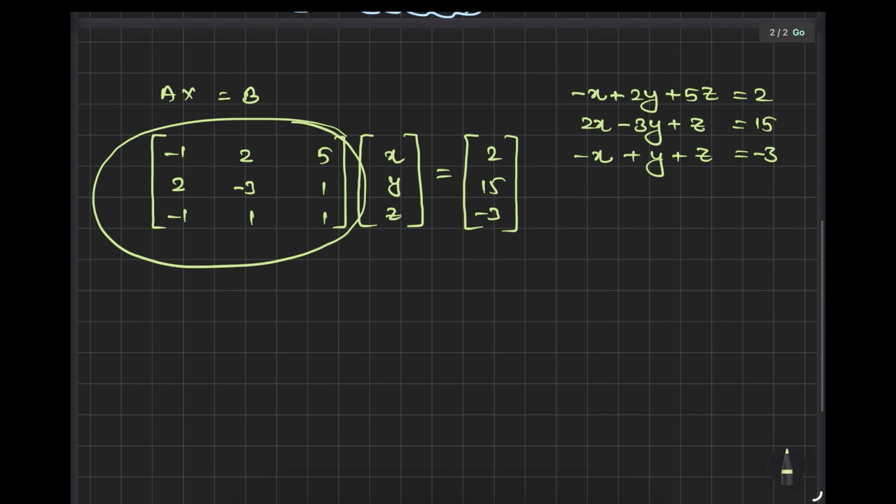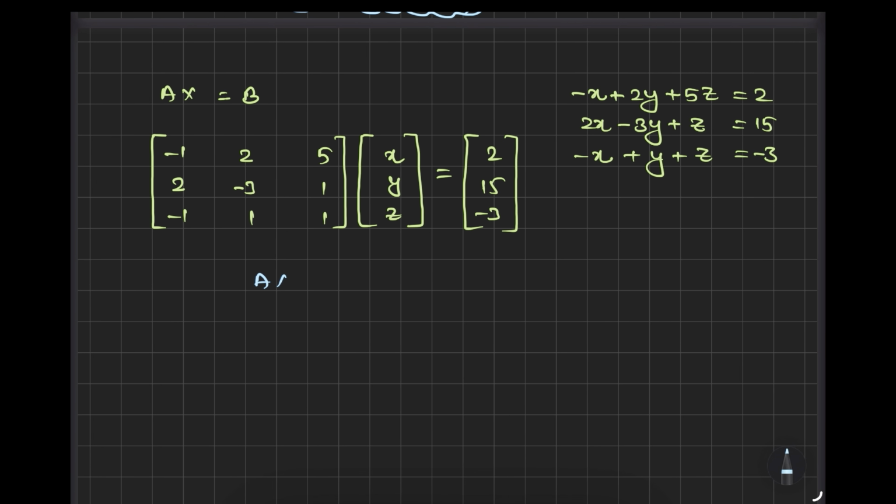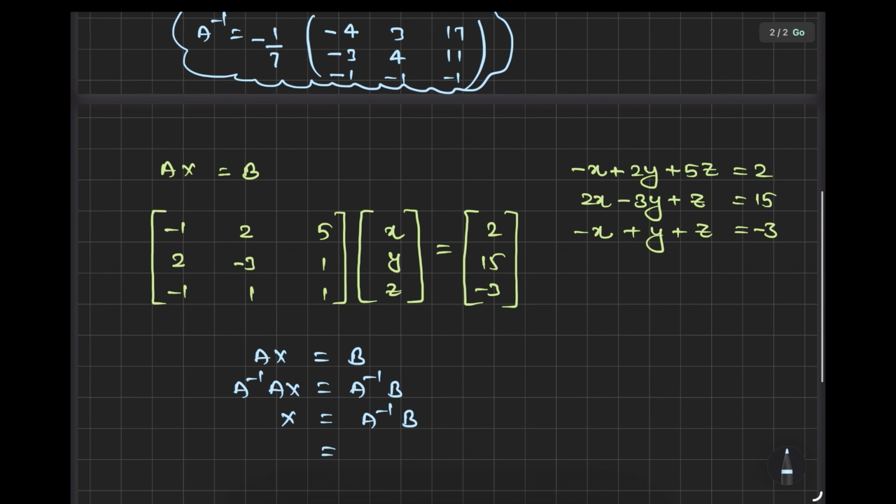Now I will help you find out how A inverse helps us to solve linear equations. As you are aware, AX equals B. Now suppose that we know A inverse and we pre-multiply both sides by A inverse. So it is A inverse A X equals A inverse B. You know that order matters, that's why we are pre-multiplying. Now A inverse into A will become identity. So X will become A inverse times B matrix.